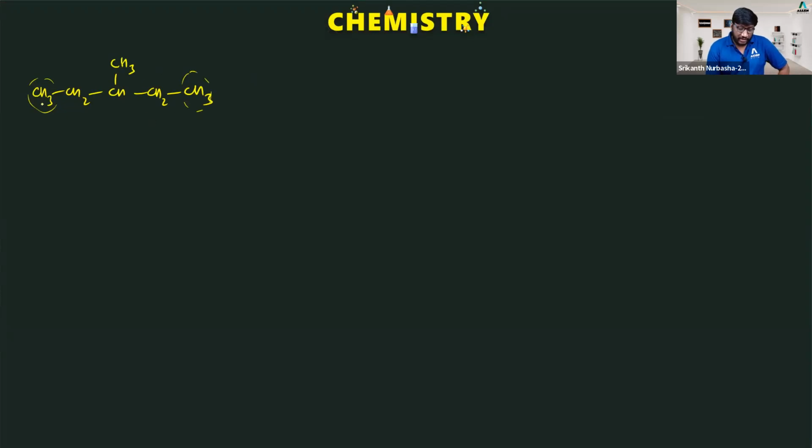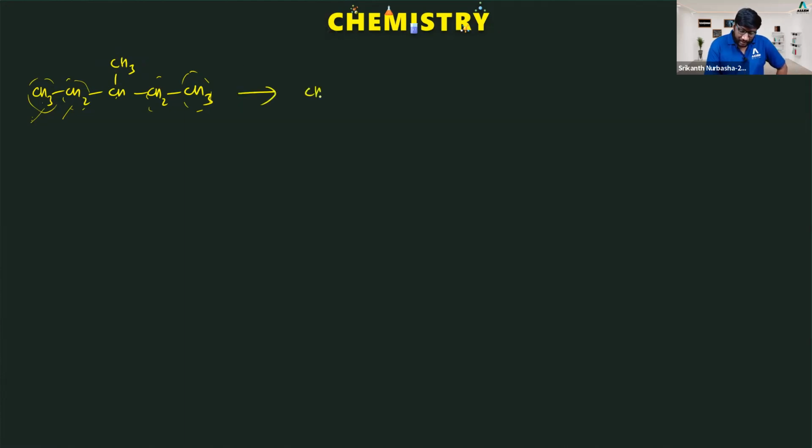Because I can substitute the halogen here and here, both are going to be the same. I can also say this CH2 and this CH2 are the same. So I can substitute here and here, which means I don't need to substitute again in the CH2 and CH3, and this CH is different, this CH is different. So I can now get the mixture of products.